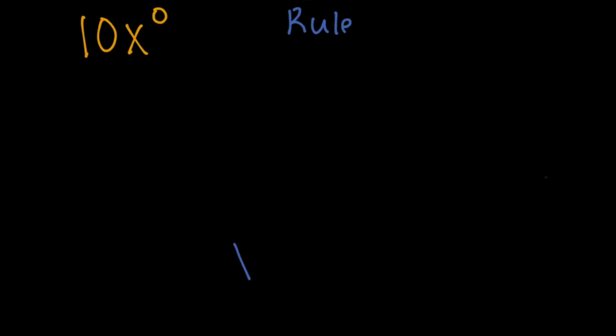So for this problem, we're going to apply the law of zero exponent, which is that whenever you have a base to the power of an exponent of 0, the result is just 1. And so let's identify what our base is. In our problem, it's just x.